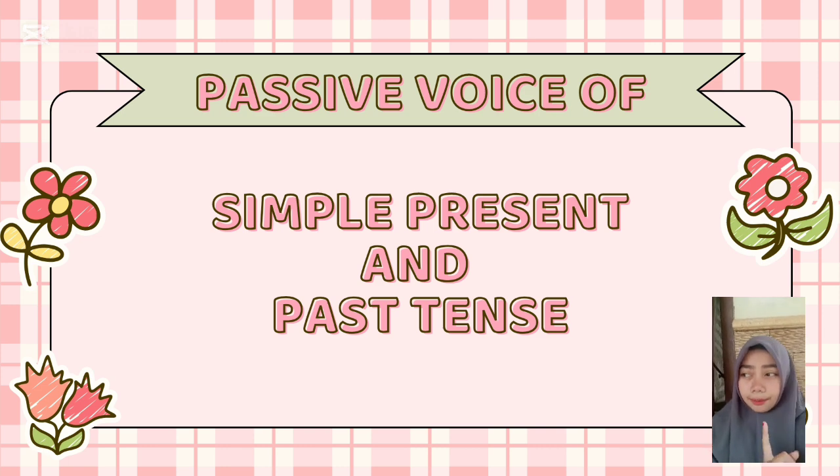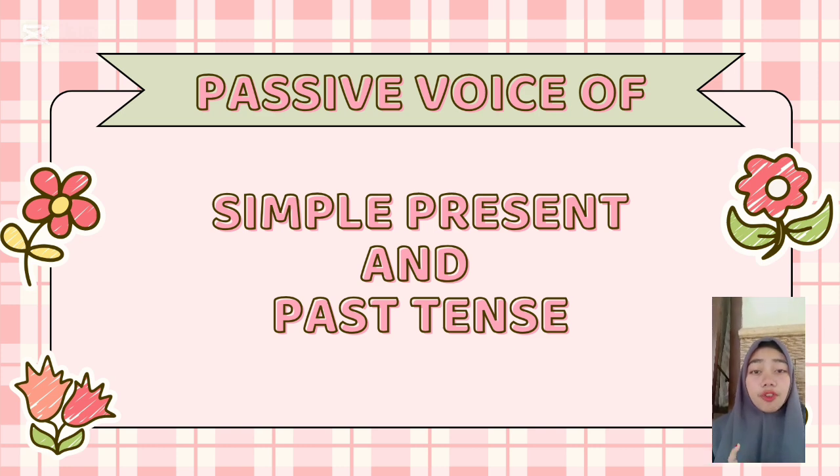For another example, like they make cakes. The passive is cakes are made by them. Then steps to form the passive voice in simple present. First, identify the object of the active sentence. Second, use the correct form of to be, is, am, are, based on the subject.